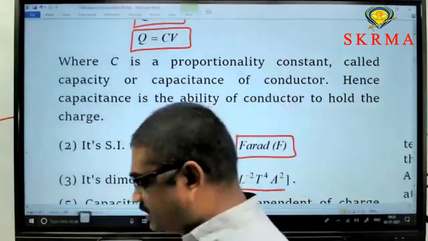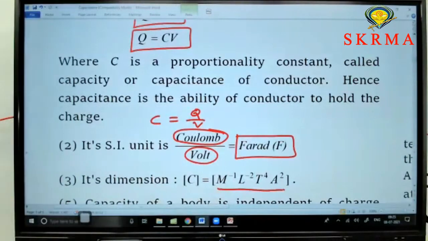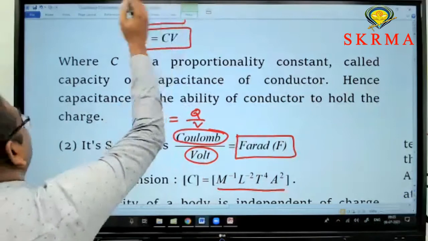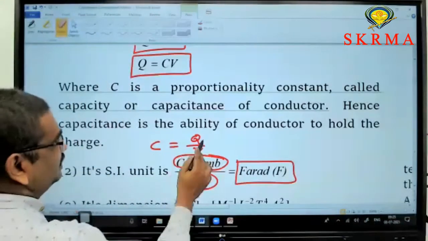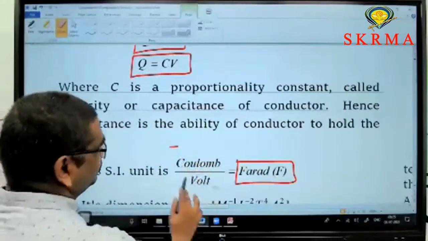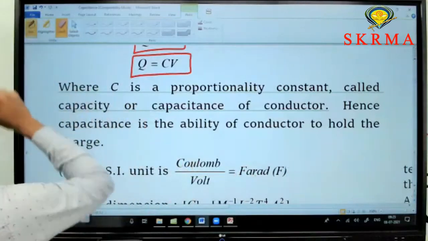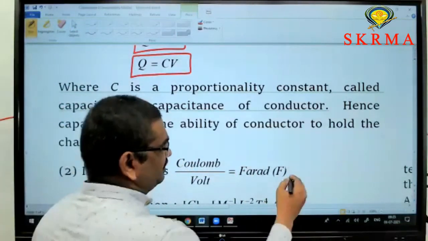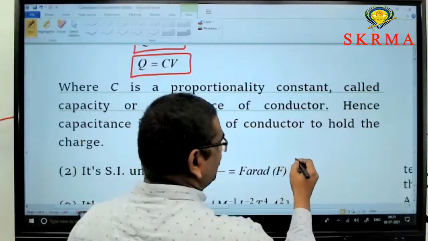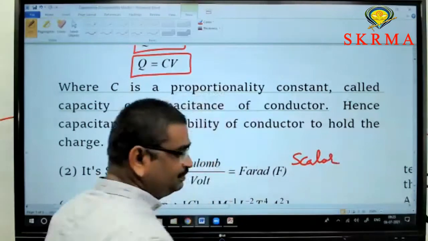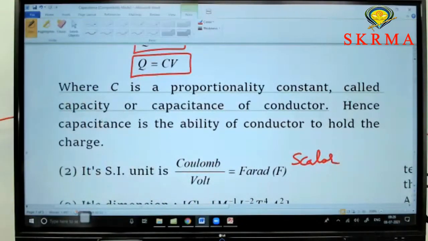Next. Capacitance of a capacitor is a scalar quantity or a vector quantity? Is it scalar or vector? So it is a scalar quantity. Capacitance of a capacitor is a scalar quantity.